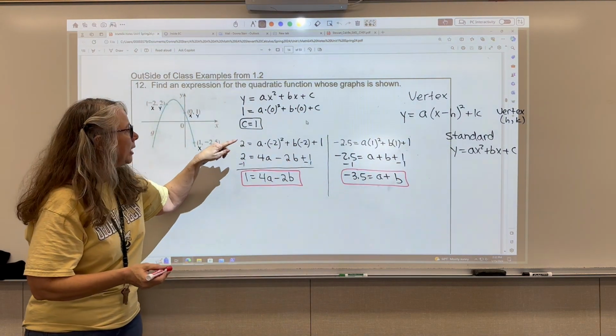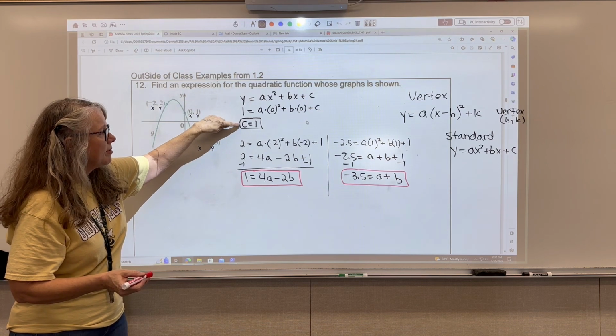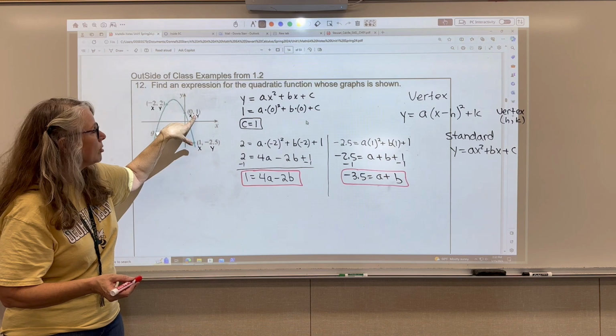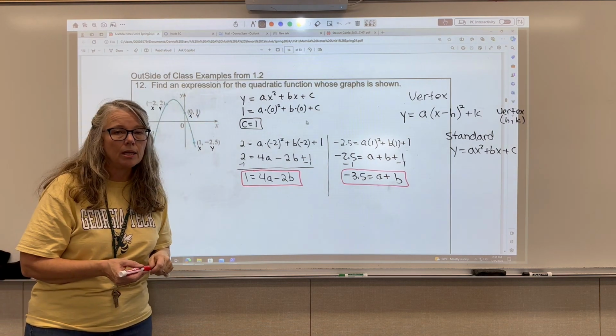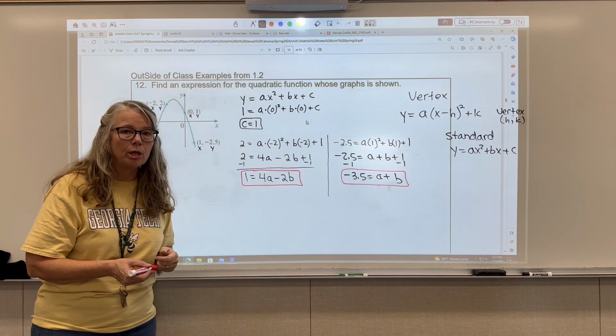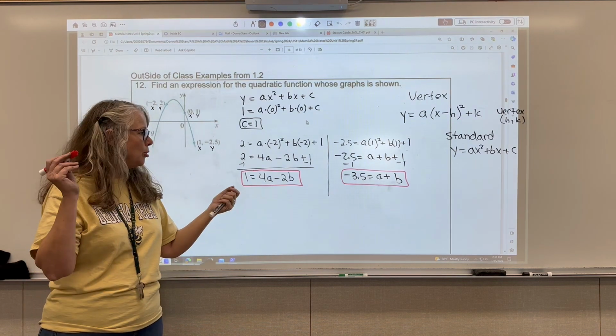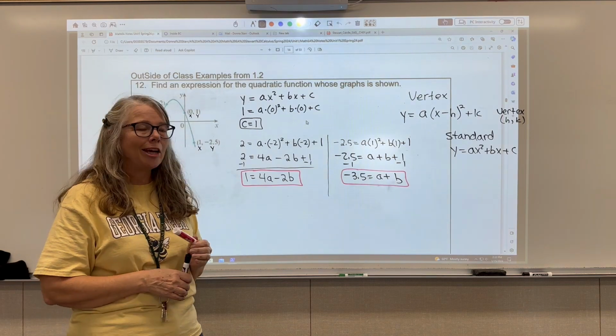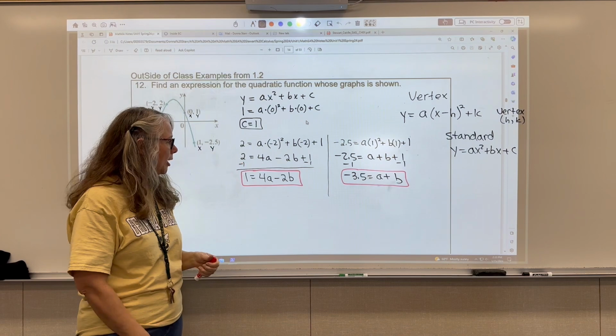I got pretty lucky that they had given me this intercept here, the y-intercept, because if they hadn't given it to me, then I wouldn't have been able to use it to find c, and I would have had to solve 3 equations, 3 unknowns. I know that you remember doing that in your beginning algebra days, but luckily I'm not going to have to do that.